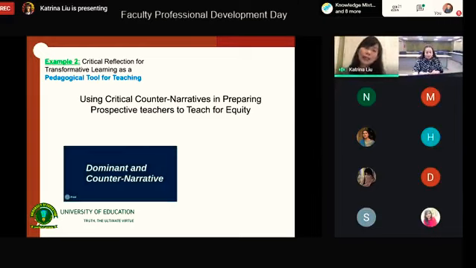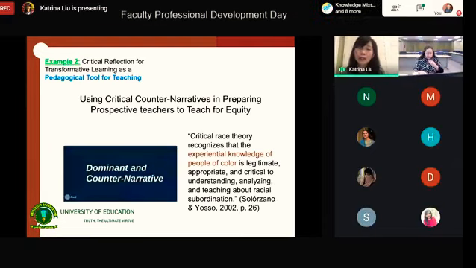Okay. Yes. So the second example is how this framework can be used as a pedagogical tool to guide our teaching and the support of the students. This is a practice that I have been doing for a couple of years, using critical content narrative in preparing prospective teachers to teach for equity. A lot of this practice is based on the knowledge I gained from the research I just shared with you about the challenges pre-service teachers encounter in understanding race and racism and dealing with it equitably. This work is built on critical race theory and critical reflection for transformative learning, as well as generative change.